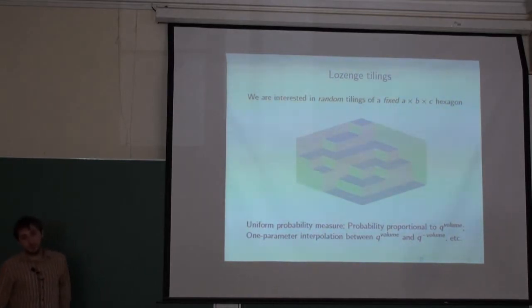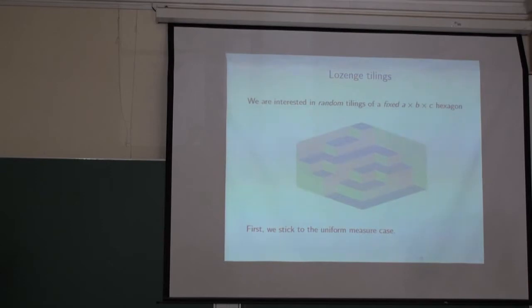Okay, we want to introduce some probability here and to see some interlacing particles as well. So we'll be interested in random tilings. We'll fix our hexagon and then consider some probability measure on all tilings of this hexagon. The simplest measure is, of course, the uniform measure, but there are some more complicated measures, like you can say that probability is weighted with weight q to the volume, or maybe something more complicated. So let's stick to the uniform measure for a moment.